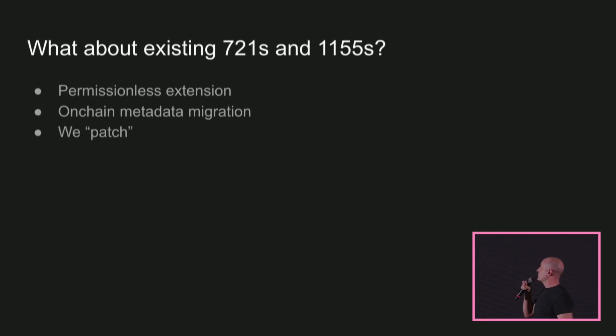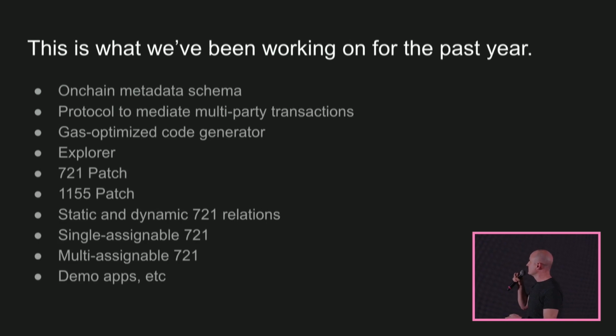So existing 721s and 1155s aren't totally out. You don't have to rewrite everything. You can extend them permissionlessly. You can integrate on-chain metadata with what's existing off-chain. In my group, we call it patching.